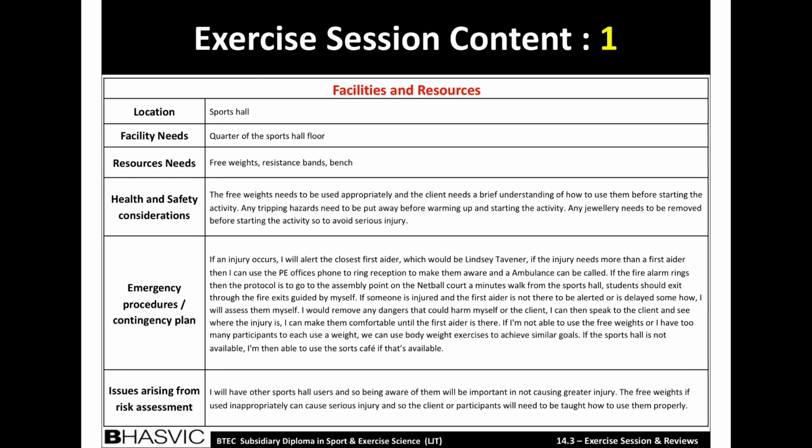Issues arising from the risk assessment. I know I will have other sports users in the hall, and so being aware of them will be important in not causing greater injury. Also, the free weights, if used inappropriately, can cause serious injury, and so the client or participants will need to be taught how to use them properly.